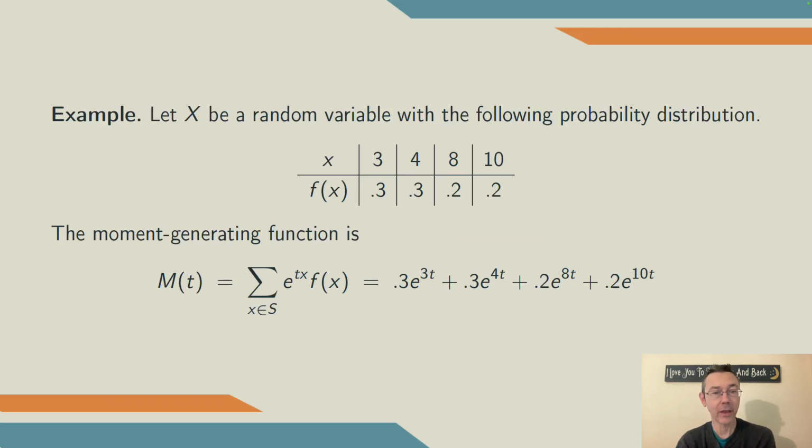Here's a simple example. We have a distribution of a random variable x. X can take exactly 4 values, 3, 4, 8, and 10, with probabilities 0.3, 0.3, 0.2, and 0.2. Just plugging into that definition, we take each of the values of x, we do e to the t times x, and then multiply by the respective probability. So we get like 0.3 e to the 3t plus 0.3 e to the 4t, etc.